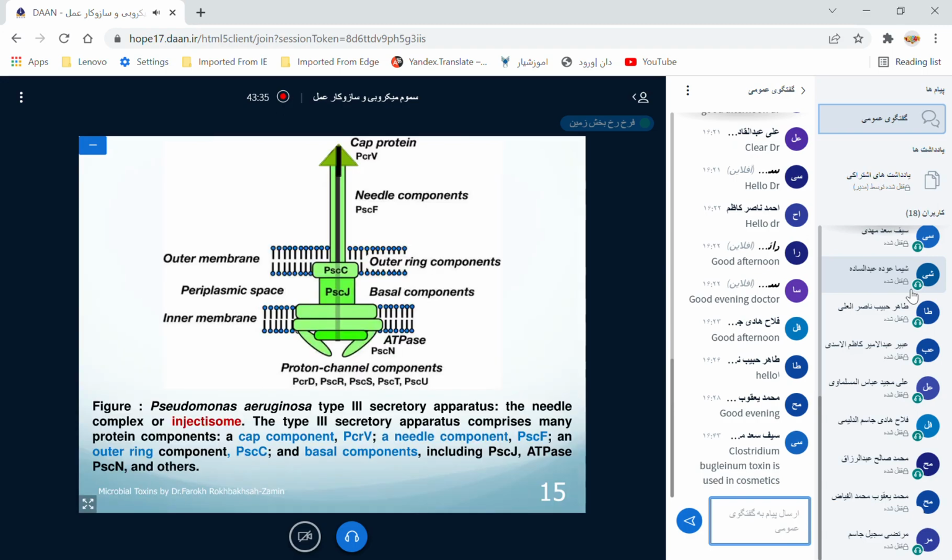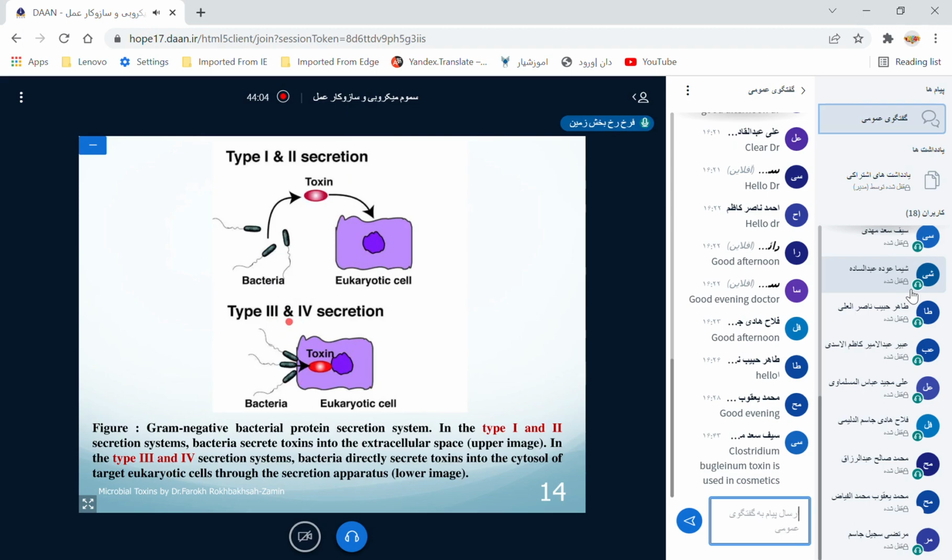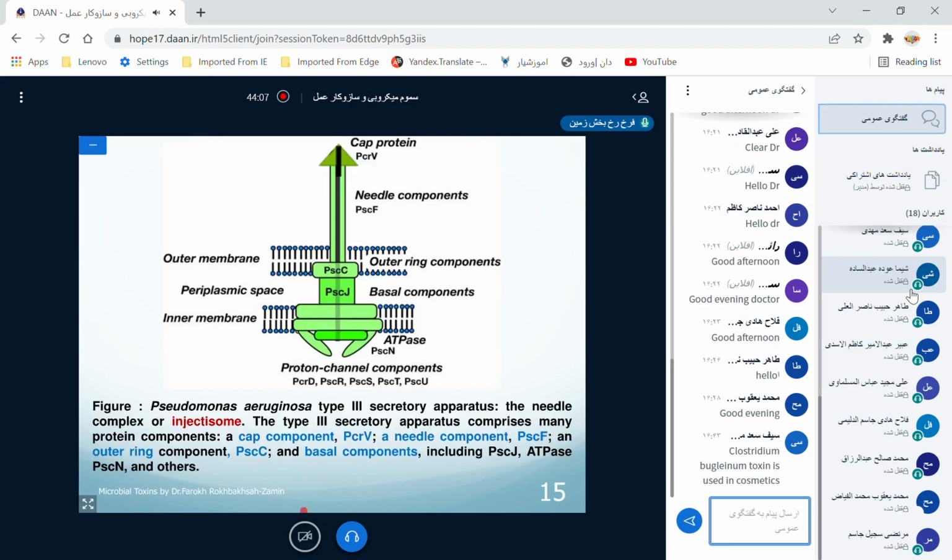Here you can see this. This is not pili. This is not flagellum. This is a needle component which is present in some gram-negative bacteria like Pseudomonas aeruginosa. It is type 3 secretory apparatus. Yes, it is type 3 secretory apparatus.